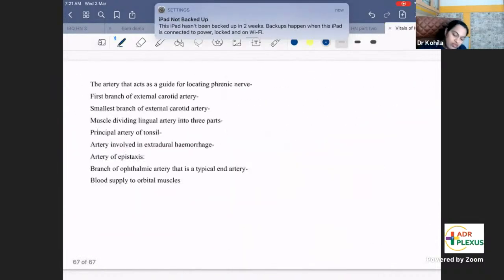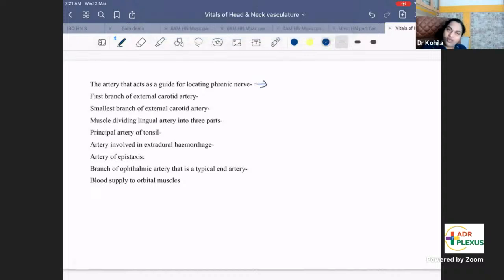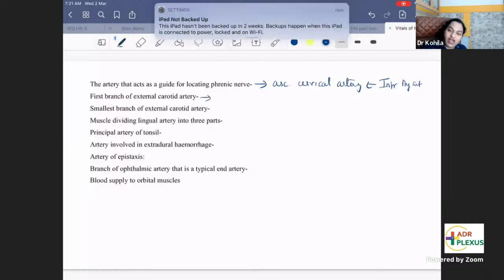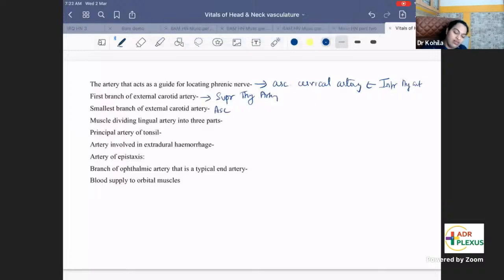Just the one-liners, do it with me. The artery that acts as a guide for locating phrenic nerve, the artery that lies medial to the phrenic nerve, surgical landmark, I told you. The ascending cervical artery, that's a branch from inferior thyroid artery. The first branch of external carotid artery, someone asked me, Prakalya, please remember, it's the superior thyroid artery. Smallest branch of external carotid artery and the only medial branch, ascending pharyngeal artery.